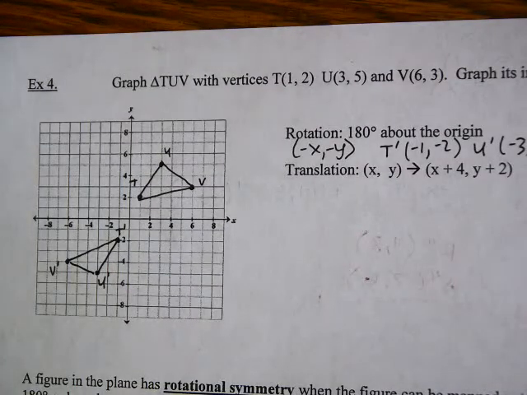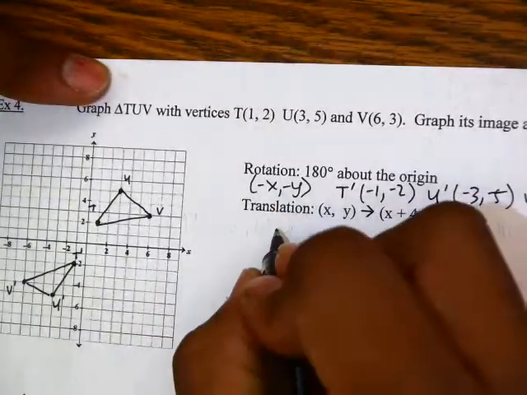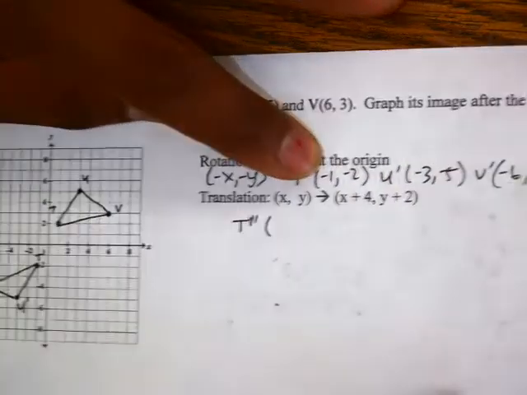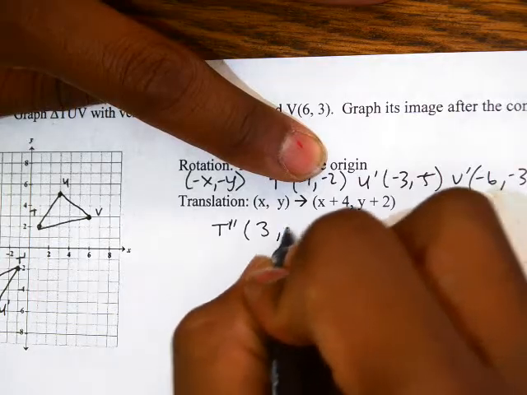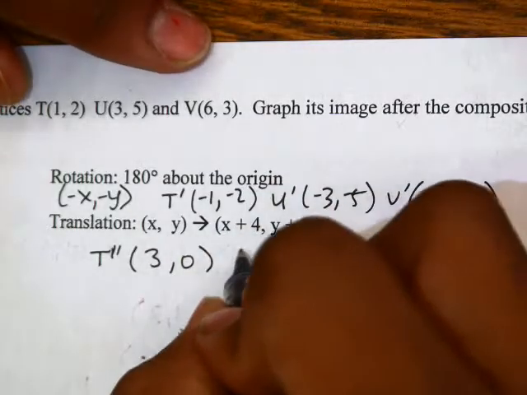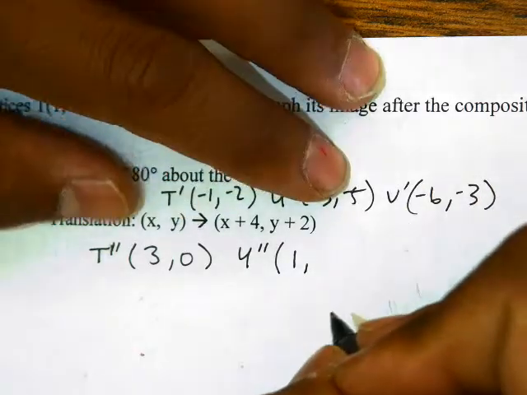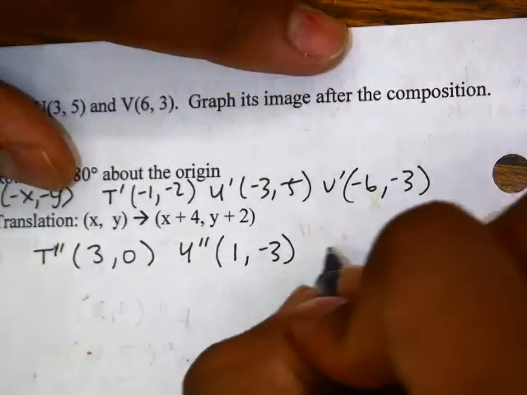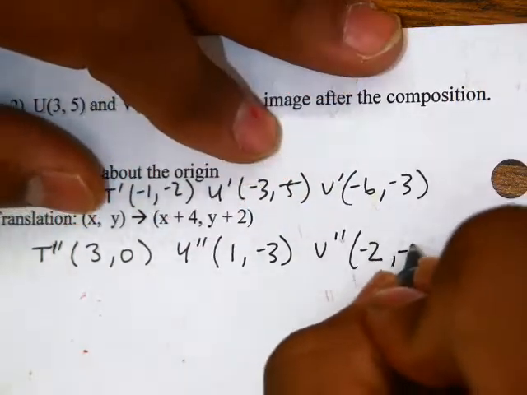So afterwards, we need to apply this rule to it. We need to take x, add 4, and y, add 2 to it. So T double prime, if I add negative 1 plus 4, that should get me positive 3. If I do negative 2 plus 2, that's 0. U double prime, negative 3 plus 4 is 1. Negative 5 plus 2 is negative 3. And V double prime, negative 6 plus 4 is negative 2. Negative 3 plus 2 is negative 1.